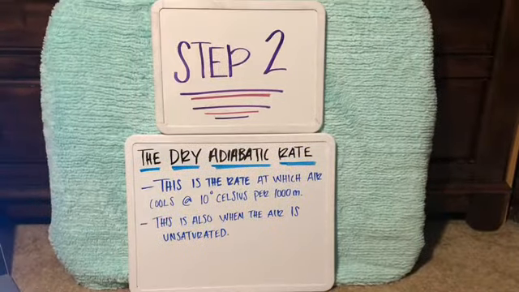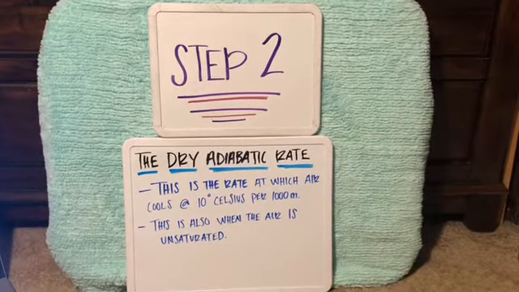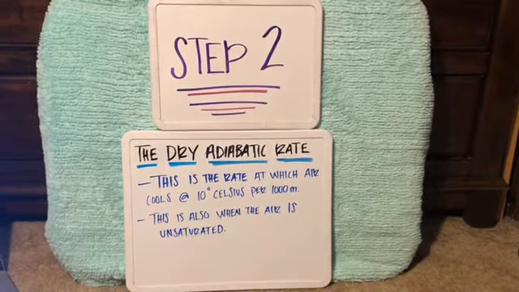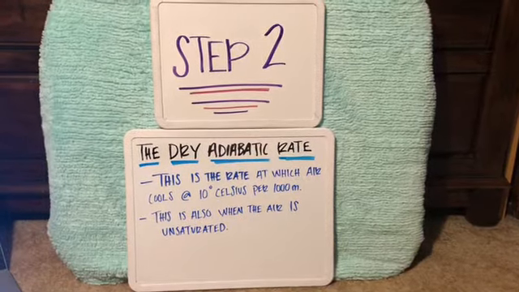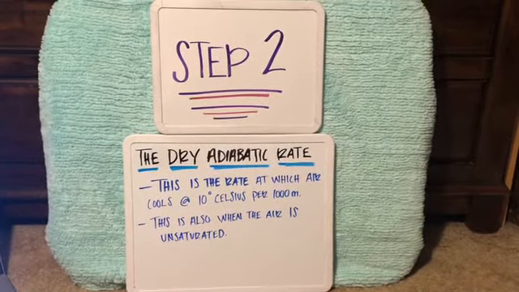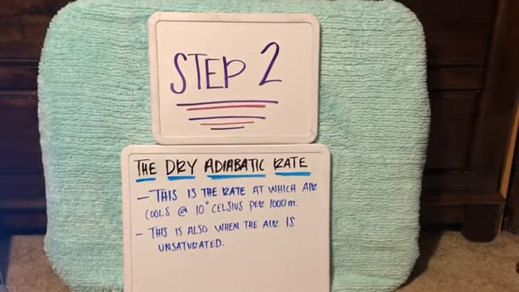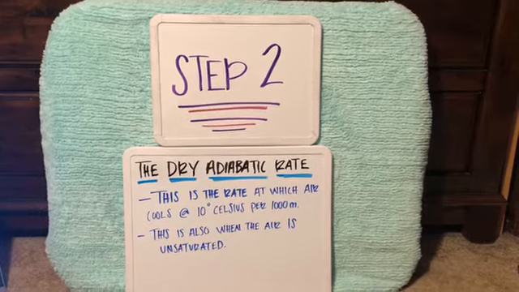Step 2 in this process is when the air reaches the dry adiabatic rate. This is the rate at which air cools at 10 degrees Celsius per 1,000 meters. This is also when the air is unsaturated. And remember, saturation is the maximum amount of water vapor that air can hold.